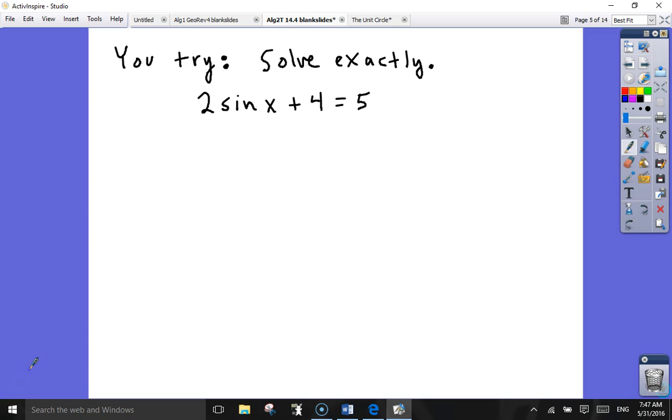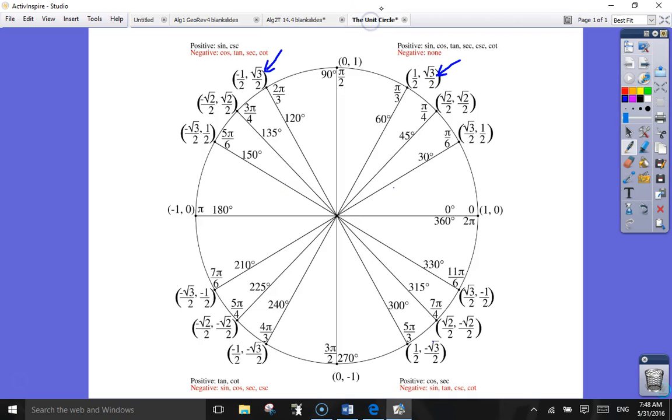Isolate sine x. Subtract 4. And divide by 2. So sine x is a half. I said exactly, so it means this is going to be one of our unit circle coordinates. You should be able to look on the unit circle and find where sine, the y coordinate, equals positive 1/2. Here and here. So that's pi over 6 and 5 pi over 6.